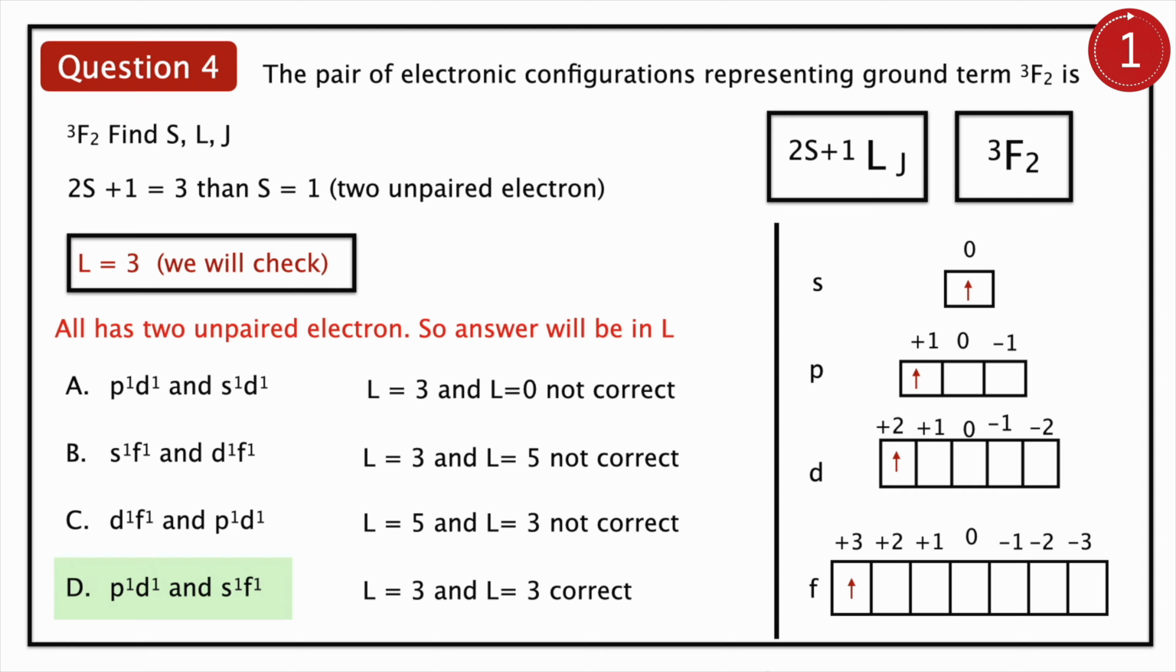S is not useful. If you look at L, p1d1 gives L equals 3. s1d1 gives 2. s1f1 also gives 3. d1f1 gives 5. So if you look at it, both p1d1 and s1f1 have L value 3, so that would be our answer. The concept you have to learn here is to always master term symbol to configuration, and configuration to term symbol.